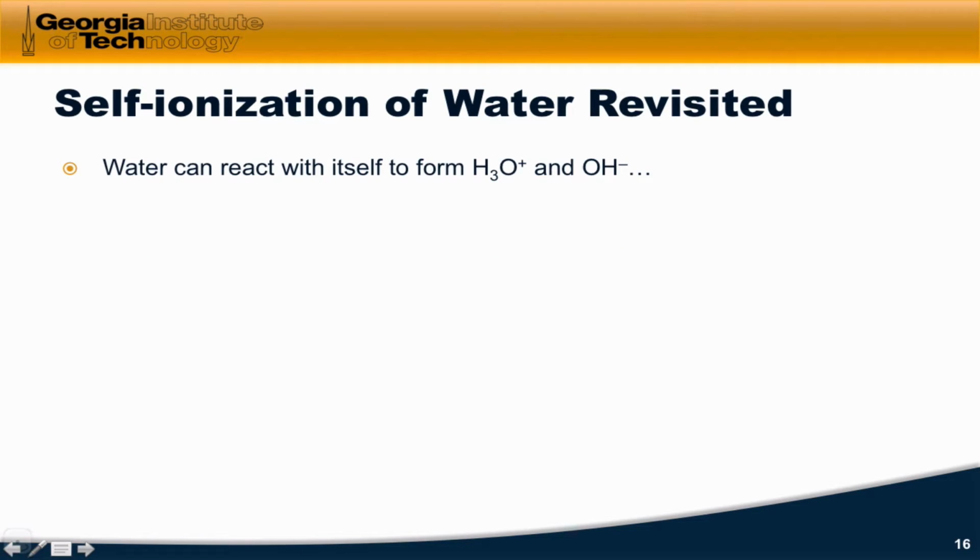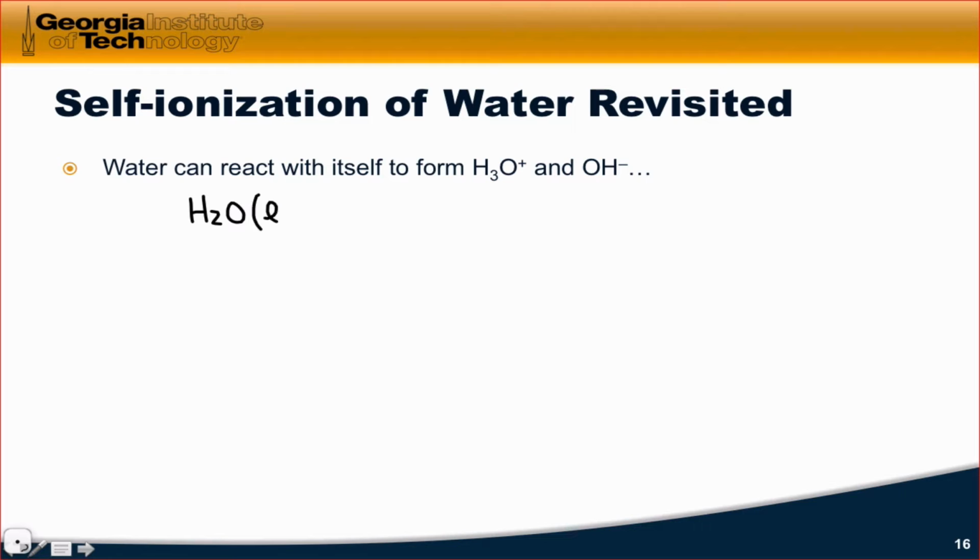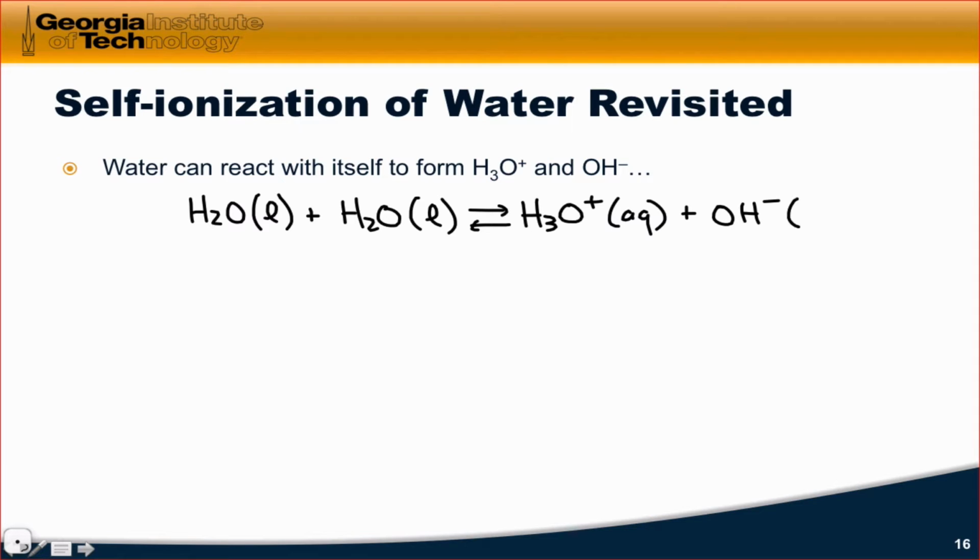So let's return to the self-ionization of water one more time. Water can react with itself to form H3O+ and OH-, and in this reaction, one molecule of water acts like a base, and one molecule of water acts like an acid. We get the transfer of a proton from one of the water molecules to the other, and the products are thus H3O+, the conjugate acid of water, and OH-, which is the conjugate base of water.